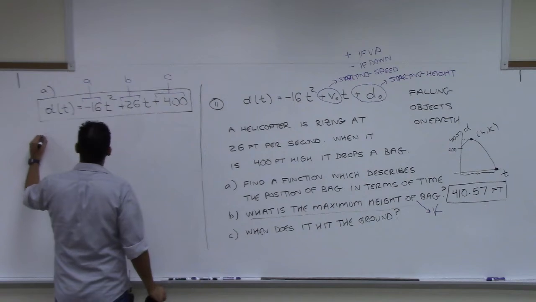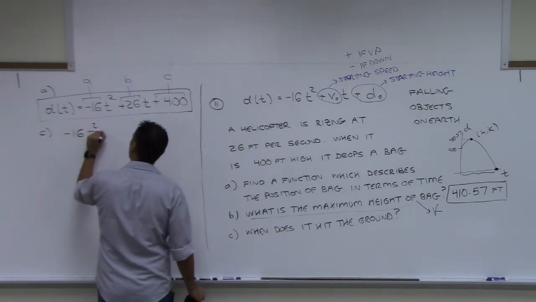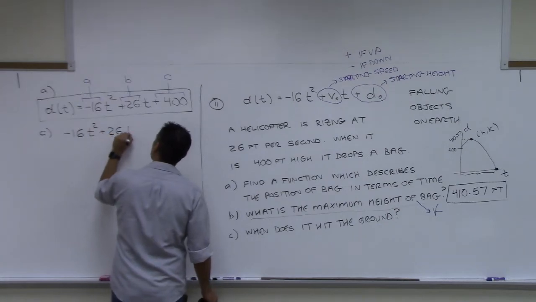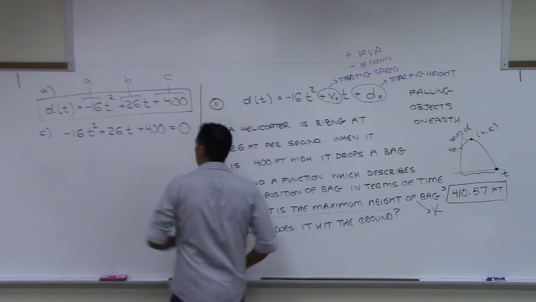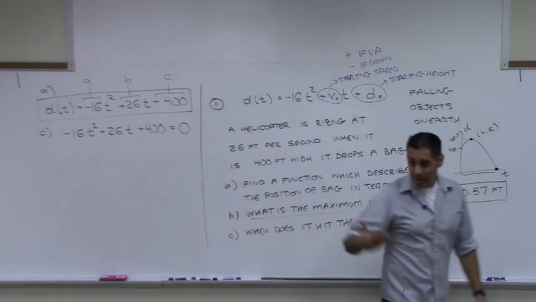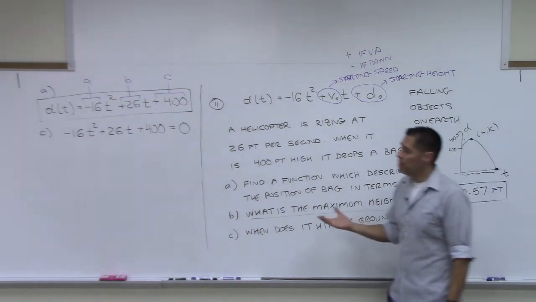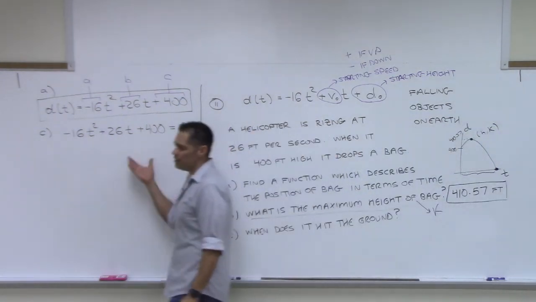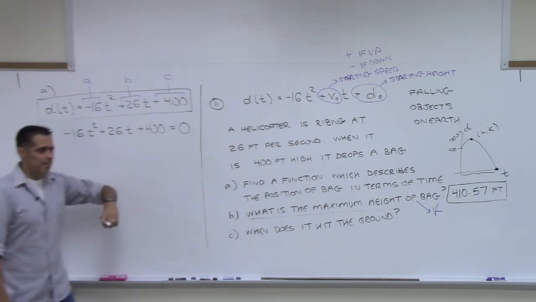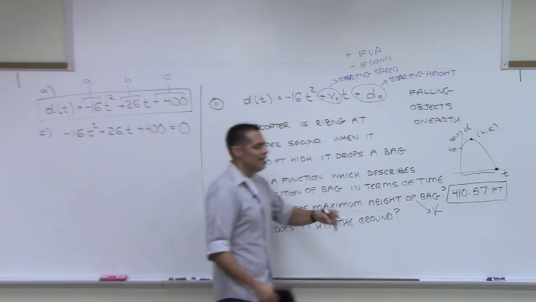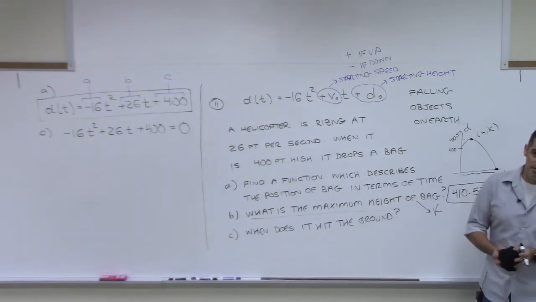Okay, so for part C, we're just going to take negative 16t squared plus 26t plus 400, and set it equal to 0. Now, this is a quadratic equation, and we have two options. We can try and factor, which I can almost guarantee you, for any problem that I give you that involves something being thrown into the air, is not going to be factorable, which means you're going to need the quadratic formula.